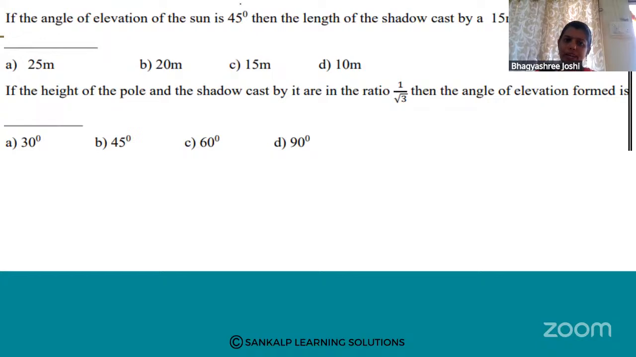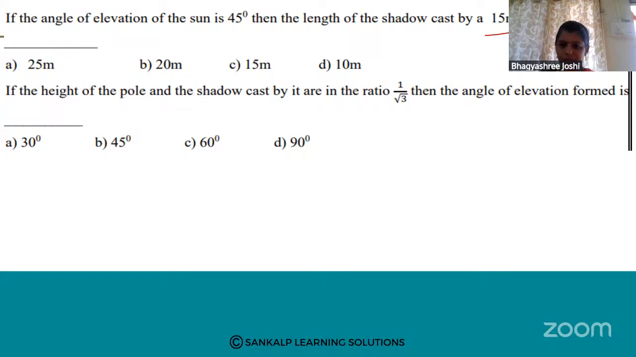The angle of elevation of the sun is 45 degree. Then the length of the shadow cast by a 15 meter tall building is? So the building height they have given, that is 15 meter. Okay, a 15 meter building they have given.